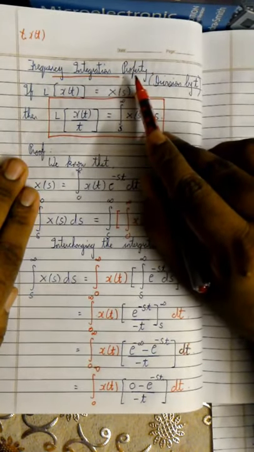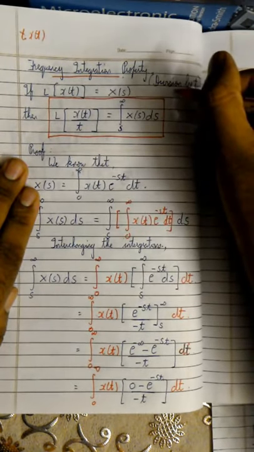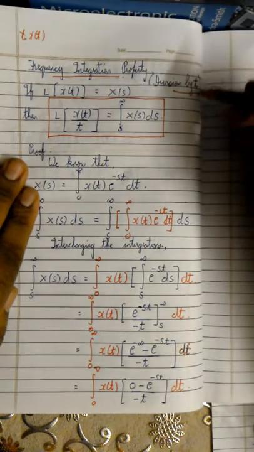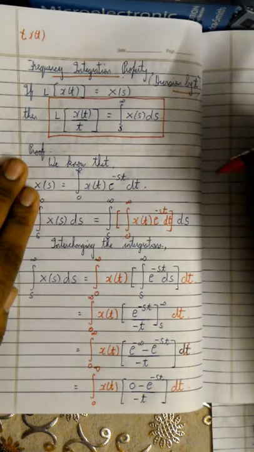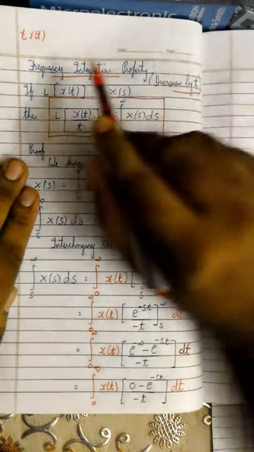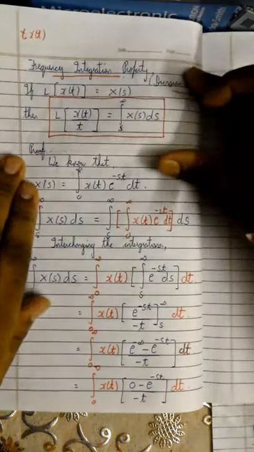This property you apply when your signal or your question is divided by t. T is time. Anywhere you see t in the denominator, you should immediately understand that the property you need to apply is the frequency integration property. So let's see what the property is.